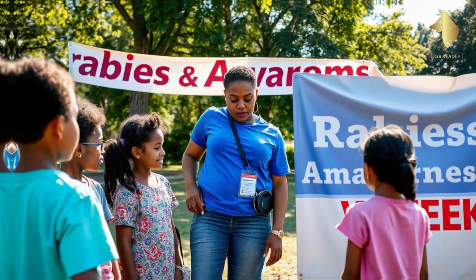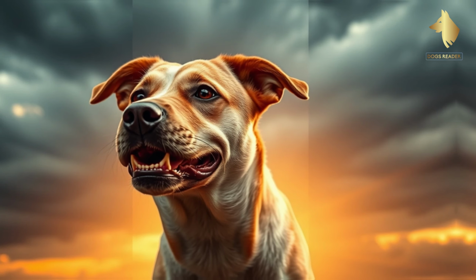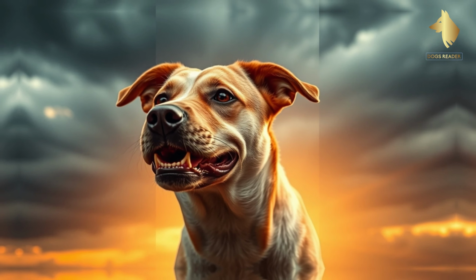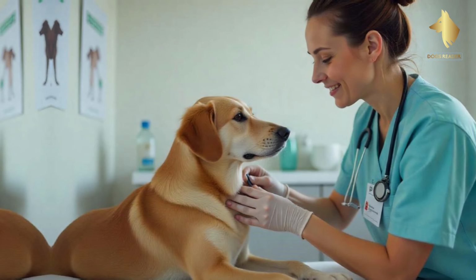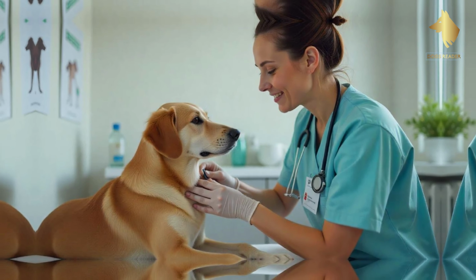Post-exposure prophylaxis (PEP). If bitten by a potentially rabid animal, seek medical attention immediately. PEP involves a series of rabies vaccinations that can prevent the virus from reaching the brain.